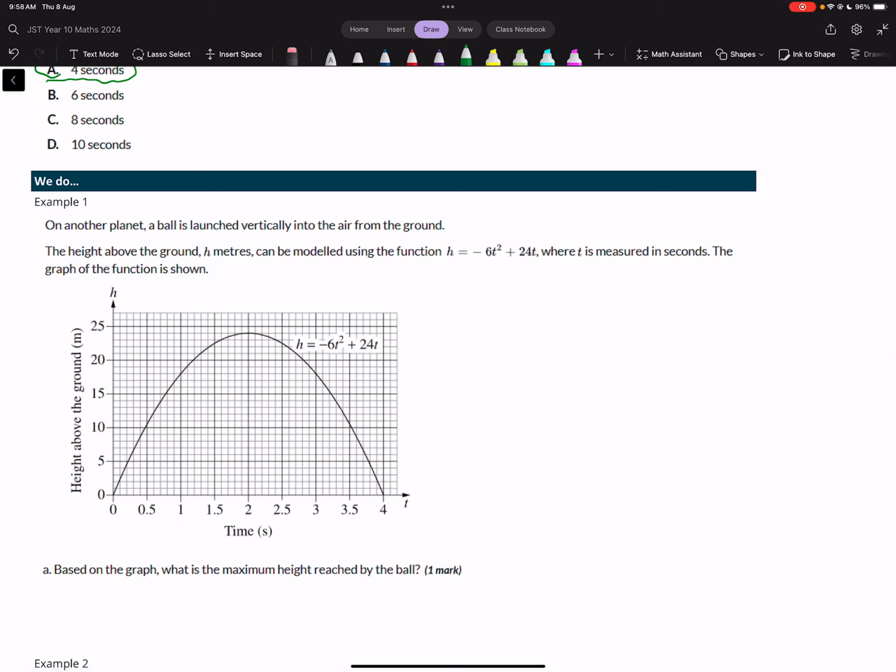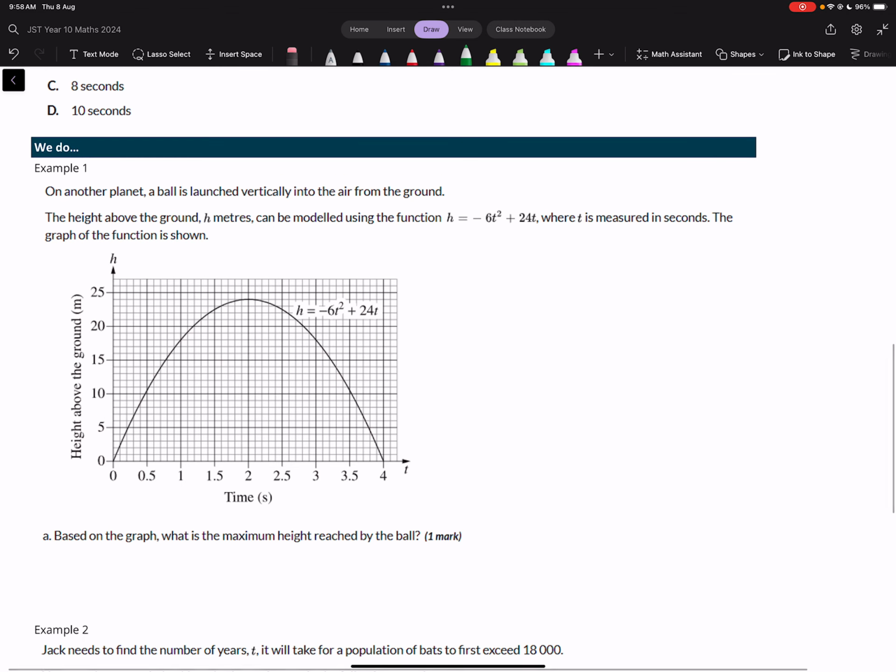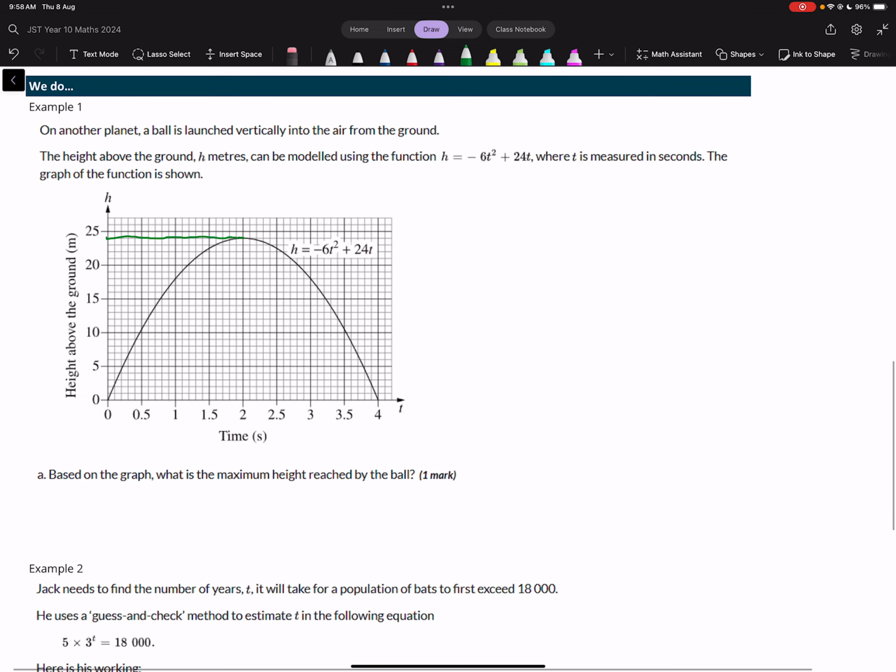Here's another typical question asked about a parabola. Again, a ball being thrown. You're getting asked what is the maximum height reached by this ball. So again, you just have to read off the graph that the maximum height reached by the ball was 24 meters.